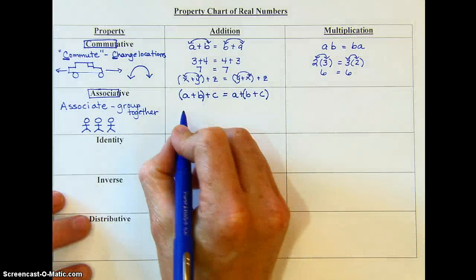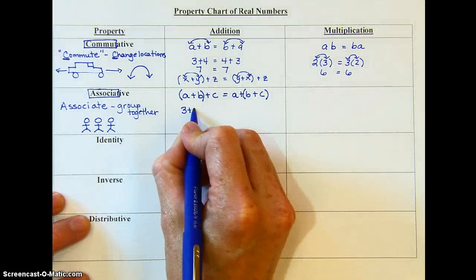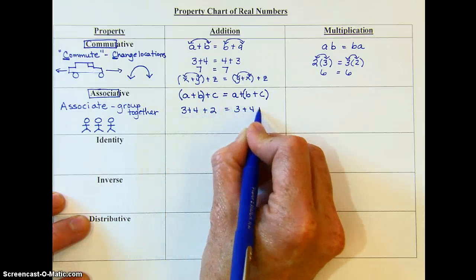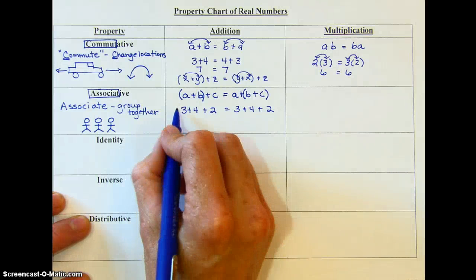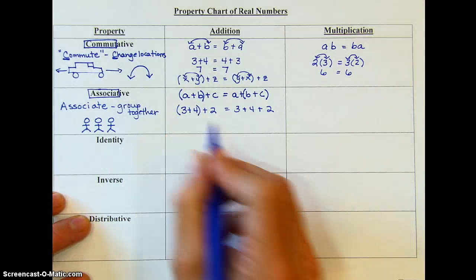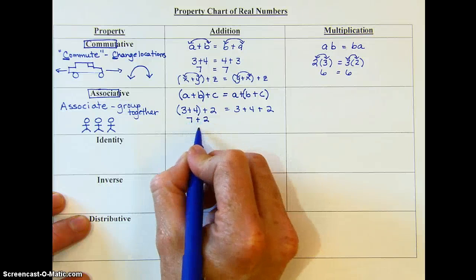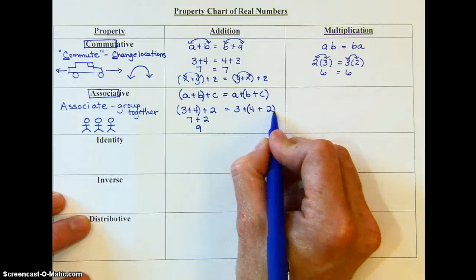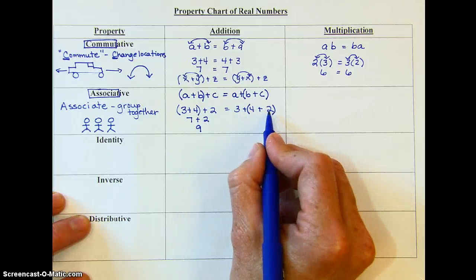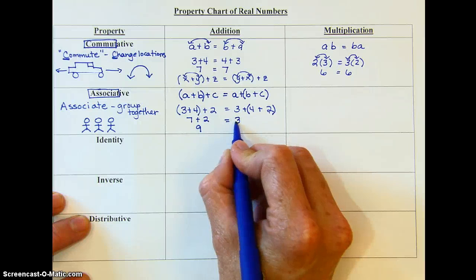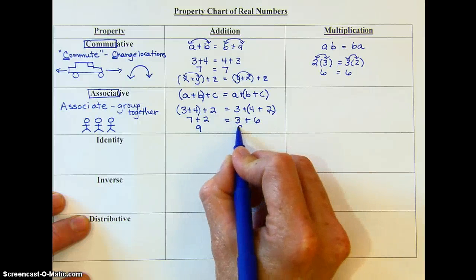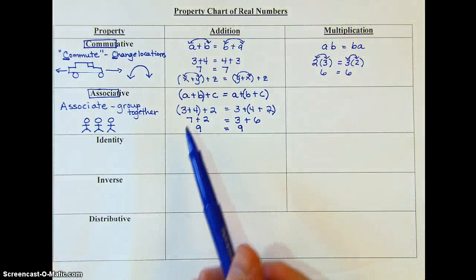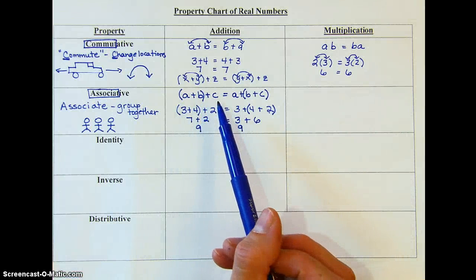So let's look at this as an example. 3 plus 4 plus 2 equals 3 plus 4 plus 2. If I group 3 and 4 together, I get 7 plus 2, which is 9. On this side, if I group 4 and 2 together, then I get 3 plus 6, which is still 9. So it does not matter which way I group those.